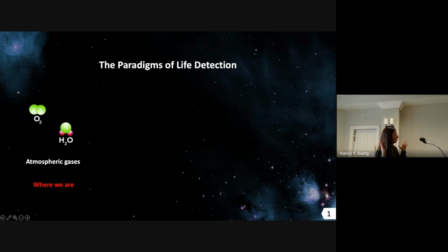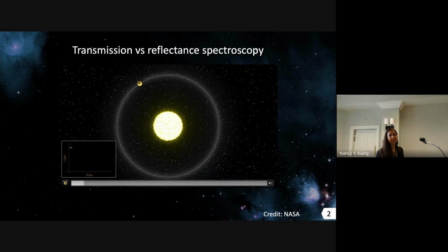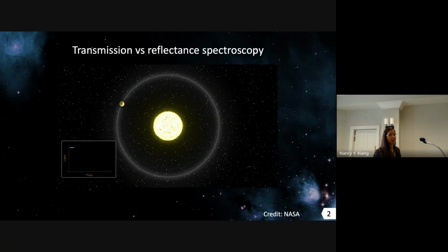And I want to just represent the paradigms of life detection so that we put these things together very well in our brains. So we've talked about atmospheric gases. This is where we are right now, in the sense that we have the technology currently to try to detect them.